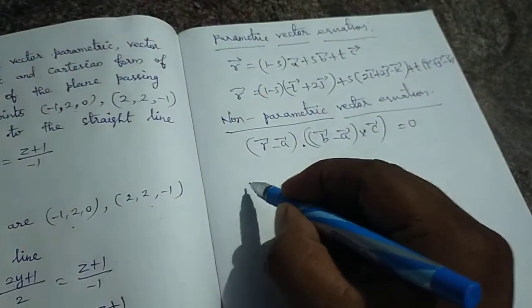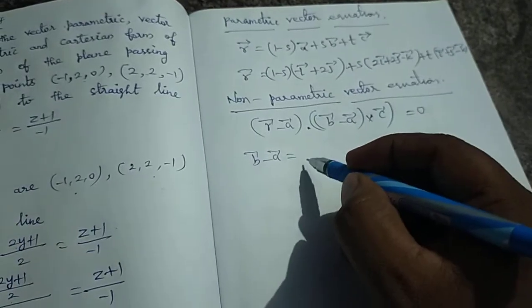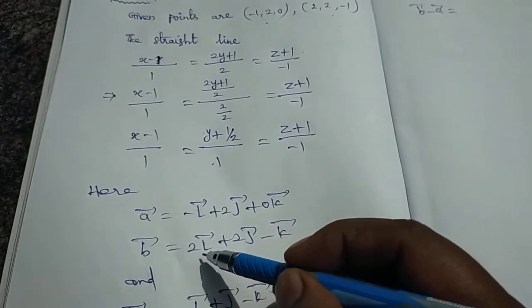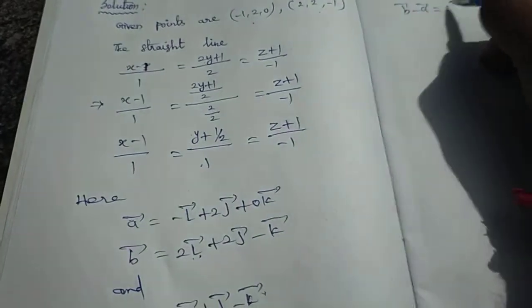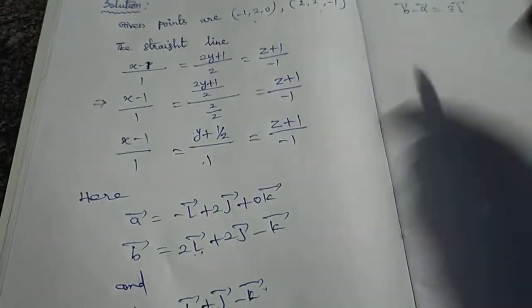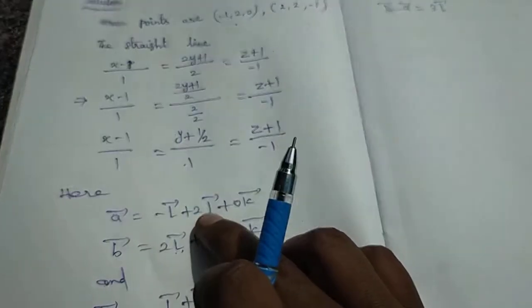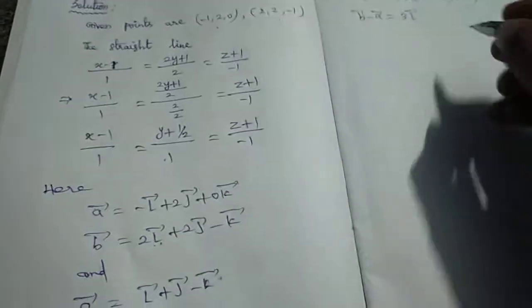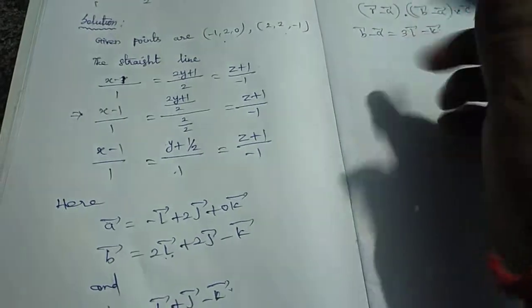First you calculate b vector minus a vector. Just write directly, subtract. b vector minus a vector, so you change the sign, isn't it, children? 2i plus i, so totally 3i vector. 2j minus 2j, so it cancels, so 0. This is minus k vector. So this is b vector minus a vector.